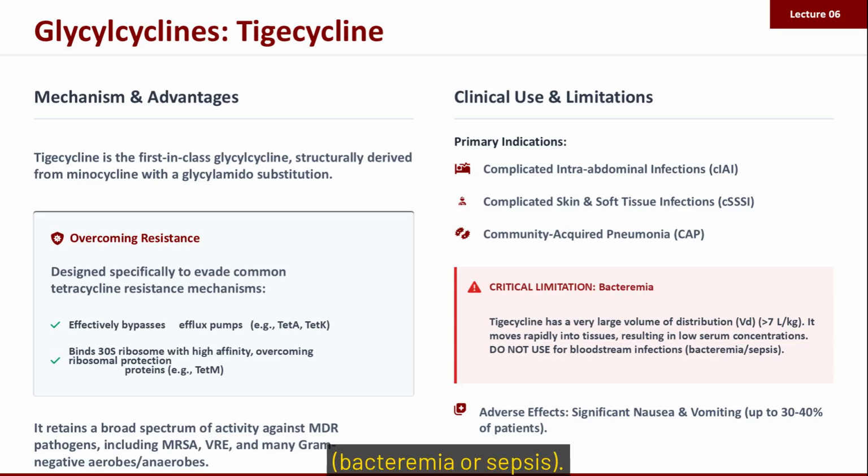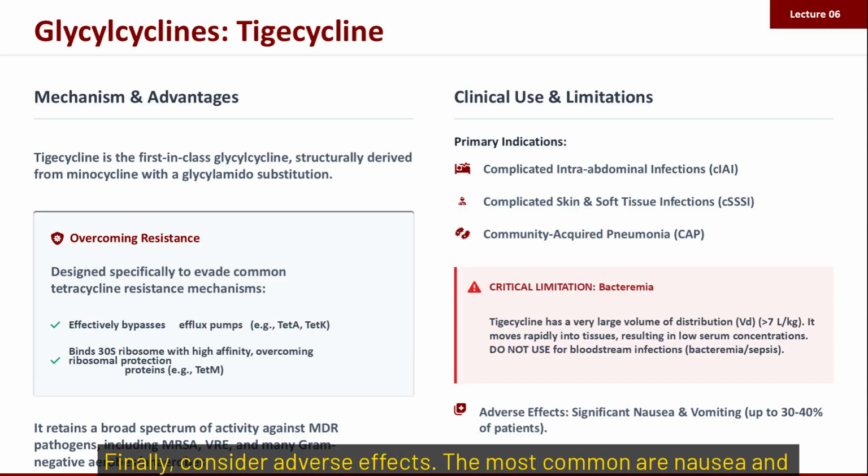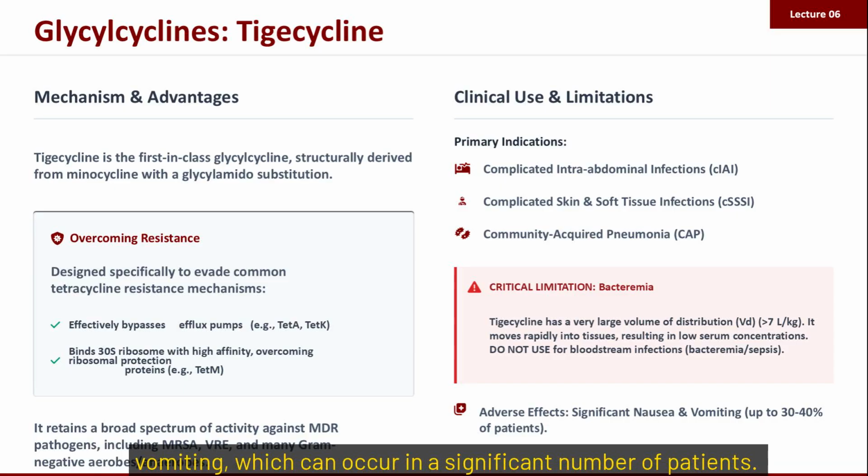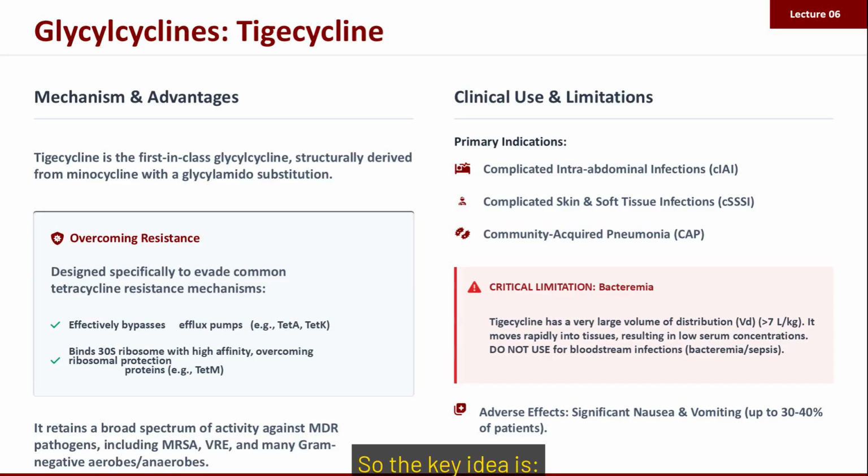Tigecycline has a large volume of distribution, meaning it distributes widely into tissues but has low levels in the blood. Because of this, it is not suitable for bloodstream infections, bacteremia or sepsis. Finally, consider adverse effects. The most common are nausea and vomiting, which can occur in a significant number of patients. So the key idea is, tigecycline blocks tRNA binding like tetracyclines but overcomes resistance, very broad spectrum including MDR organisms, but not used in bacteremia due to low blood levels.